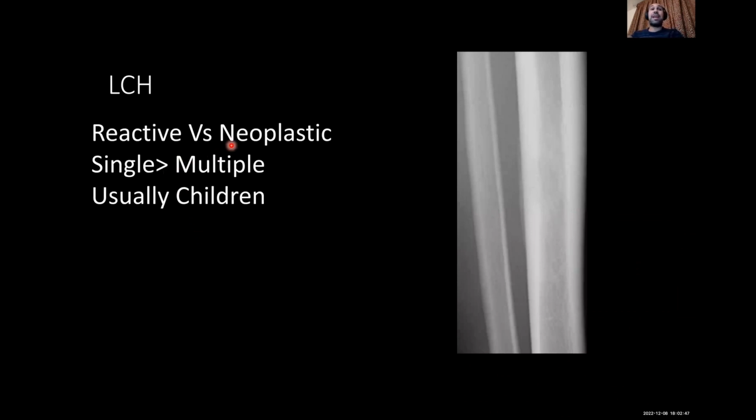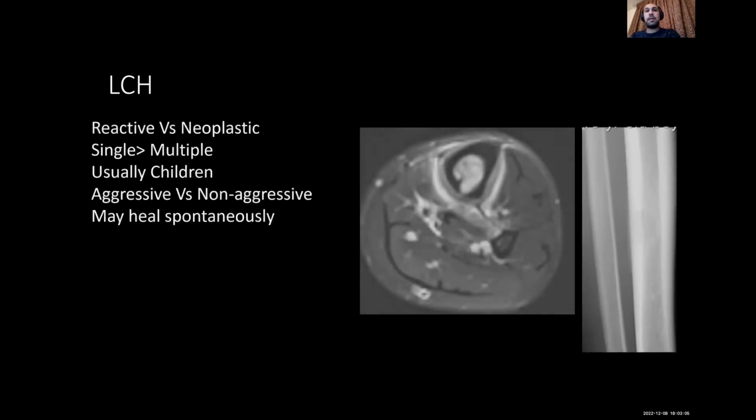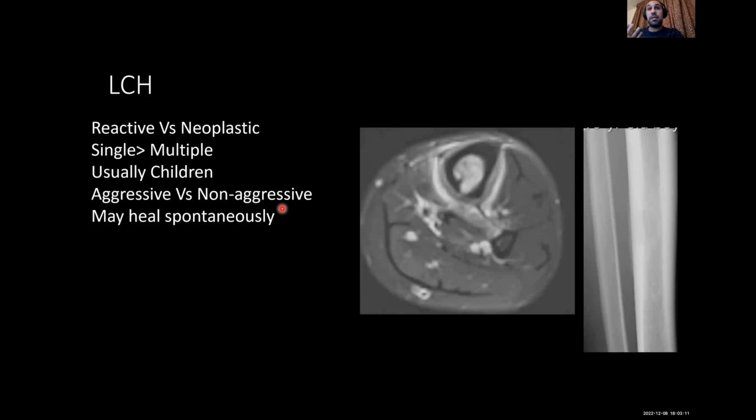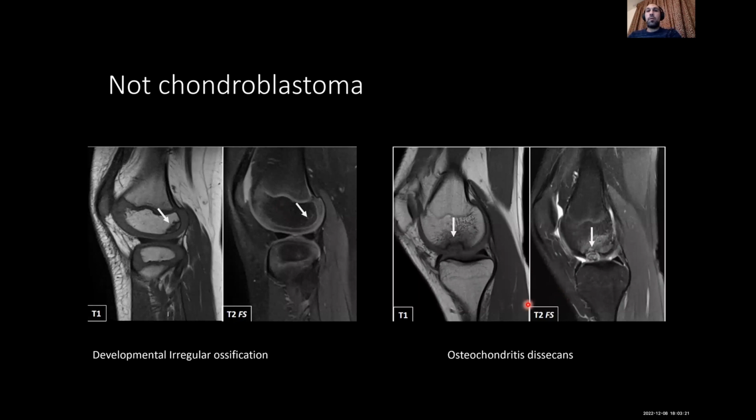Langerhans cell histiocytosis, reactive or neoplastic, can be single or multiple, and usually in children you see smooth periosteal reaction. Check the other regions: the skull, the mandible, and the chest. But on MRI it can look very aggressive, so you have to return to the X-ray, the other side, and the history of the patient. Okay, what do you think? What do you think?